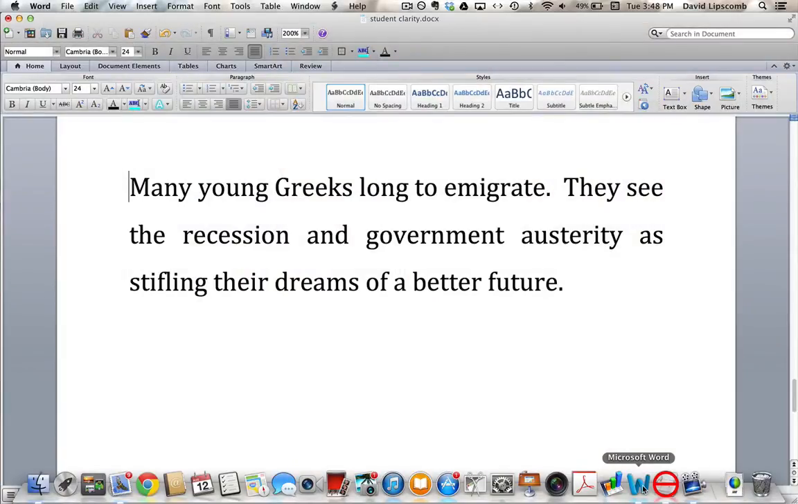Here's his final revision. Many young Greeks long to emigrate. They see the recession and government austerity as stifling their dreams of a better future. His revision creates an emotional story about young Greeks longing to escape stifling forces. I want to read the rest. I also, of course, would love to read your versions, but alas, the limits of video.